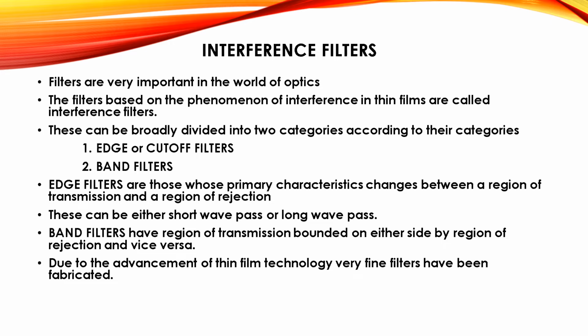The filters based on the phenomena of interference in thin films are called interference filters. These can be broadly divided into two categories: edge or cutoff filters, and band filters. Edge filters are those whose primary characteristic changes between a region of transmission and a region of rejection. This can be either short wave pass or long wave pass.